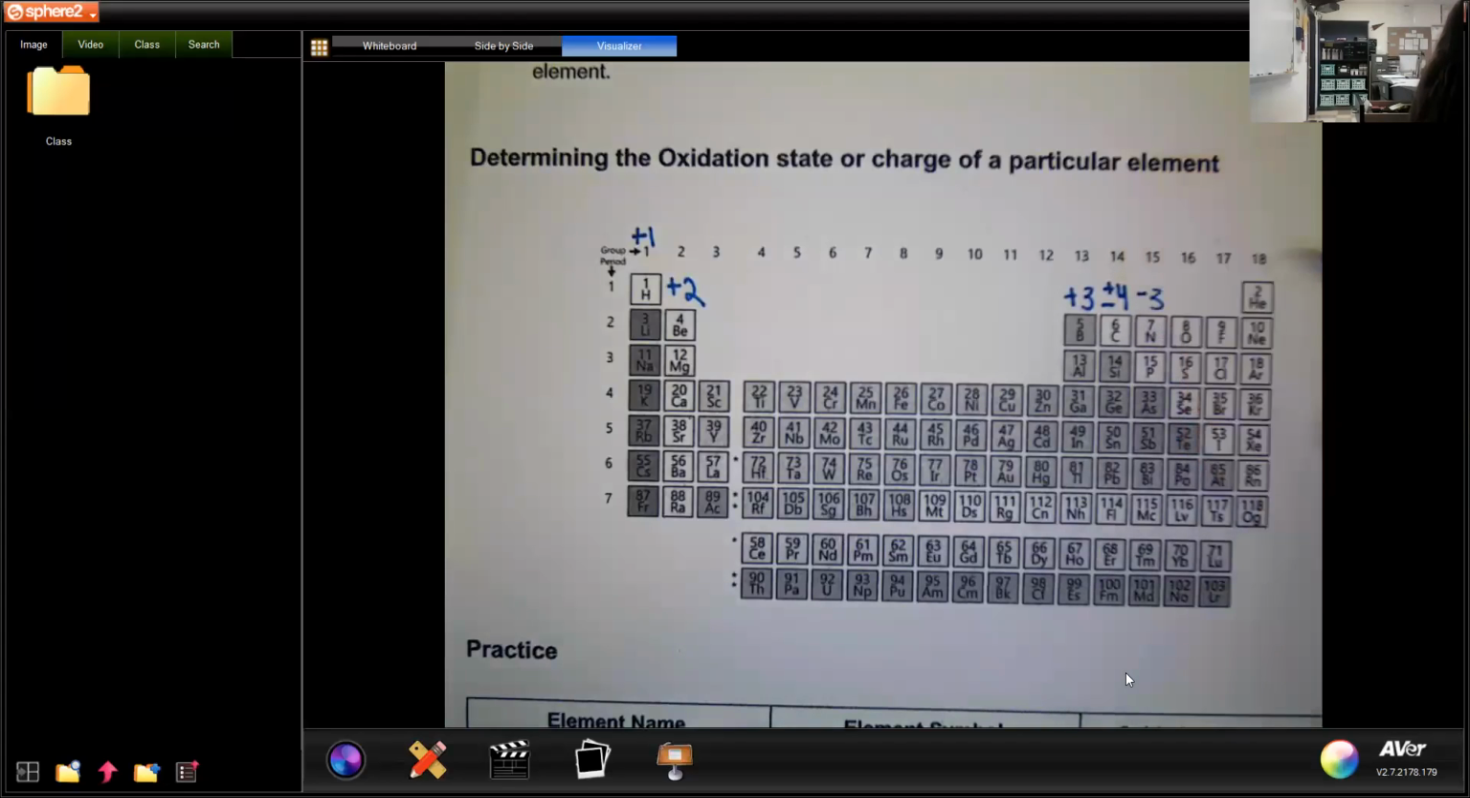Then we have -3 for group 15, -2 for group 16, and -1 for group 17. Now, you might be wondering why we don't have a charge for our noble gases. It's because of that idea that they're already at a stable configuration. Because they're stable, it means that they don't need any electrons, so they don't typically form into ions.